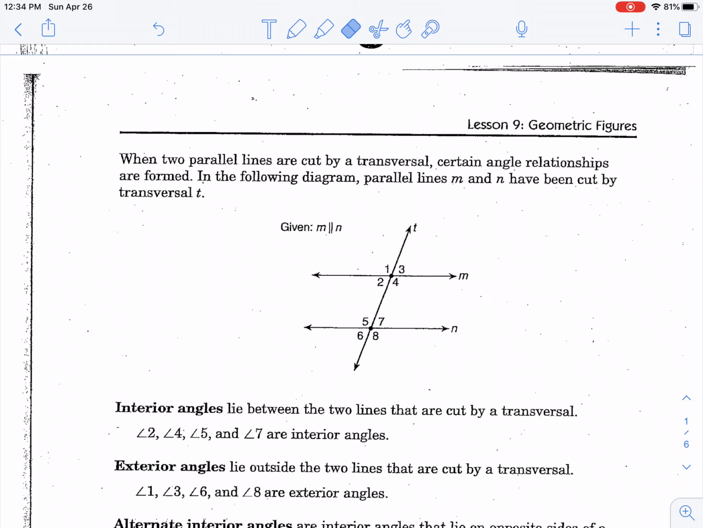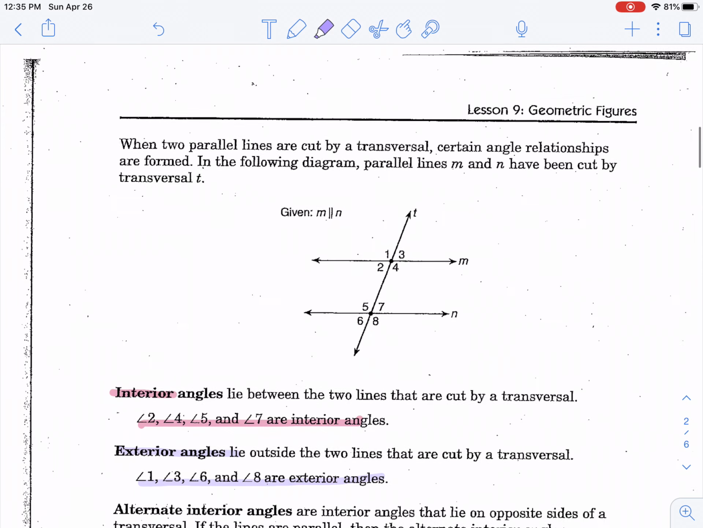Okay, so interior means what? The word interior. The interior of your house is the inside of your house. So the interior of these lines would be there. It would be 2, 4, 5, and 7, the angles that are listed here. Okay? The exterior would be 1, 3, 6, and 8. The exterior of your house would be the outside. So on the outside of the parallel lines, that's what we have.